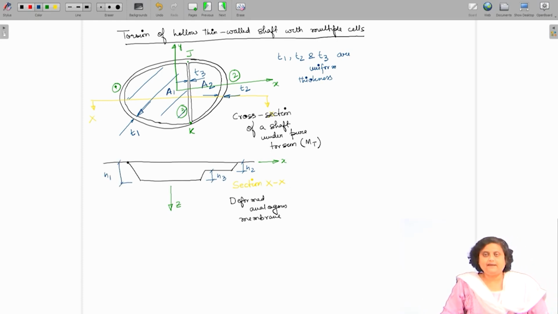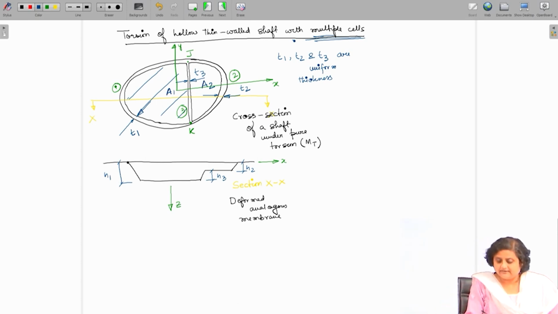You will probably be able to appreciate that since the cross section has two hollow regions, or two cells, the deflected shape of the membrane will not have a single depth h, rather it will have multiple depths, which are H1, H2 and H3, where H1 is equal to H2 plus H3.